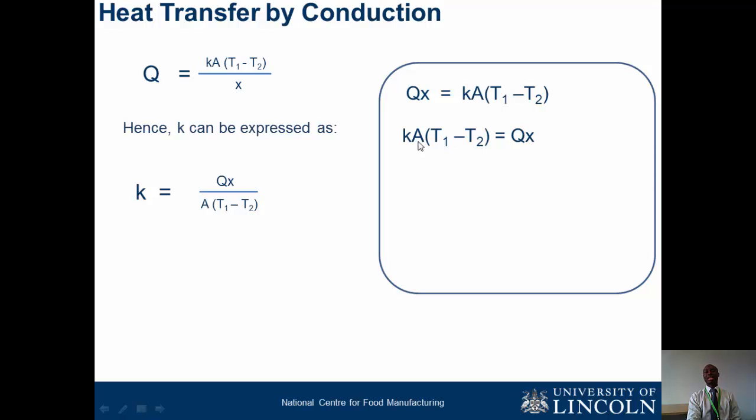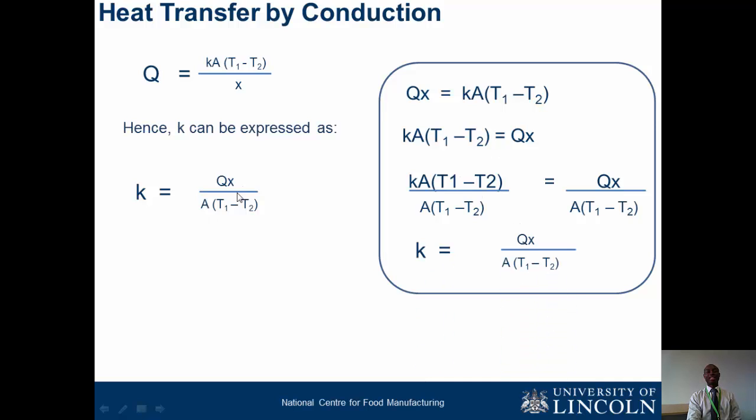Now we can divide through by A (T1 minus T2). When we divide both sides by A (T1 minus T2), A (T1 minus T2) will cancel, so we now have our K to be Qx divided by A change in temperature. So we can also find the unit of K.